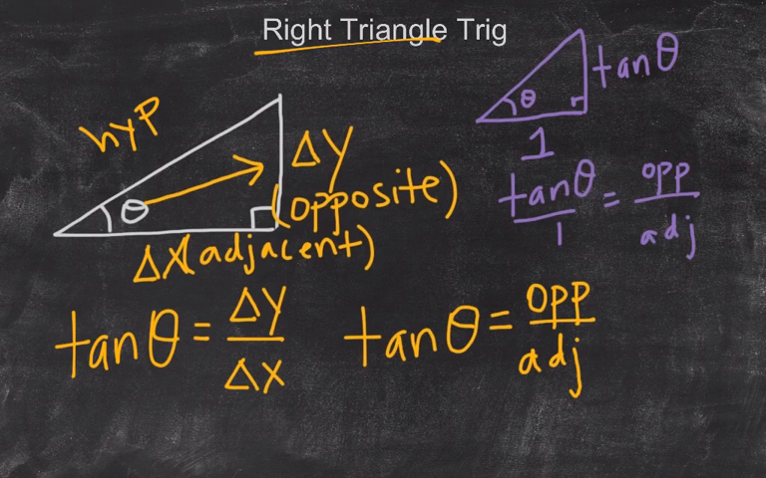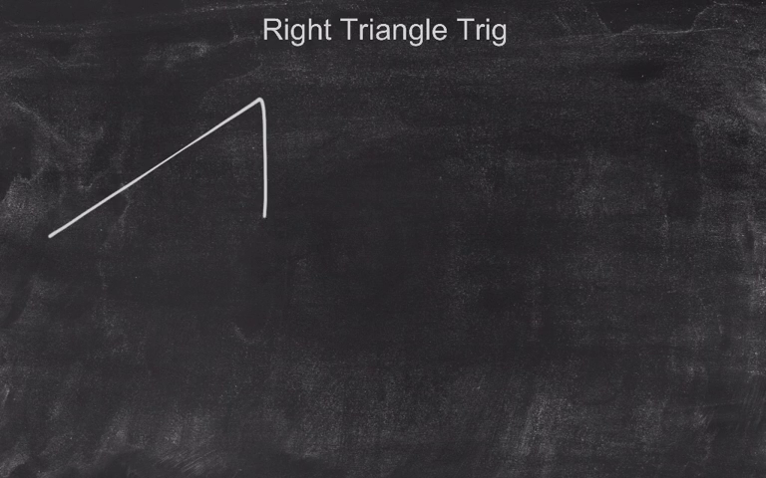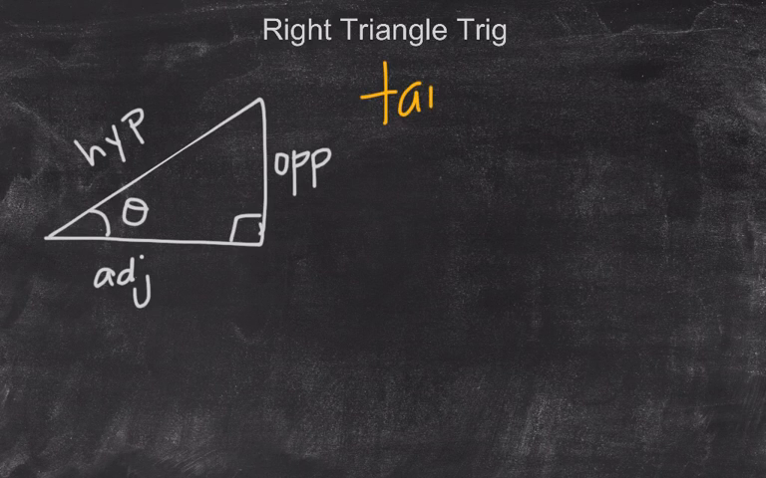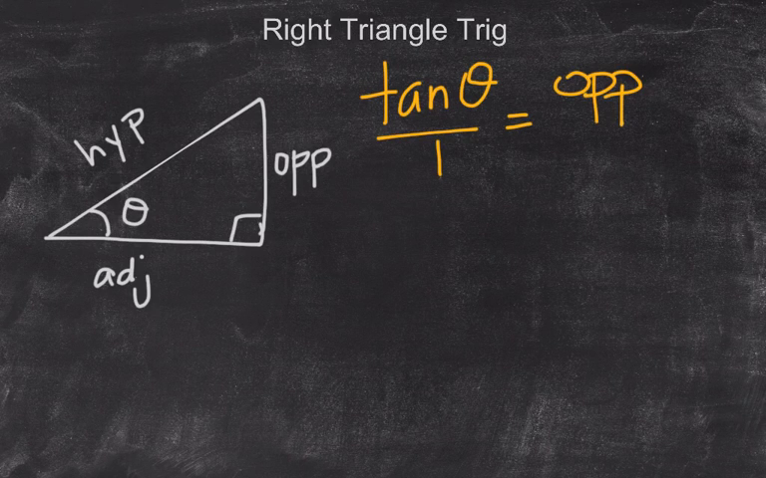So there are two other trig ratios that we learn about at this time. So if this is my right triangle with an acute angle of theta, my opposite leg is the one across from theta, my adjacent leg is the leg next to theta, and my hypotenuse is the side across from the 90-degree angle. That's the longest side in the right triangle. So we've got that the tangent of theta over 1 is equal to opposite over adjacent.